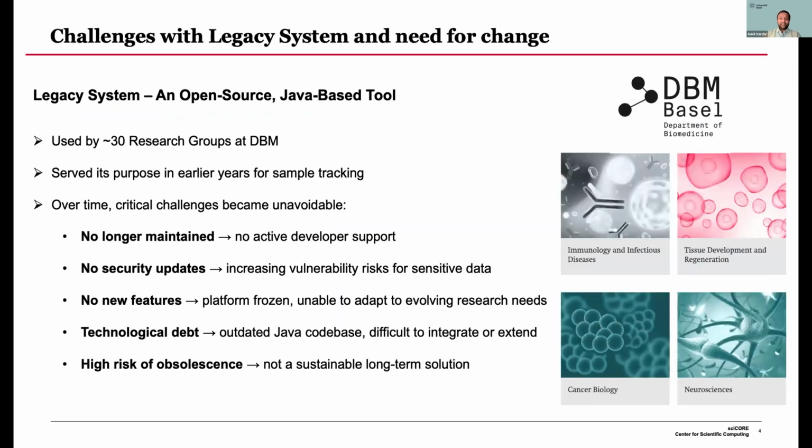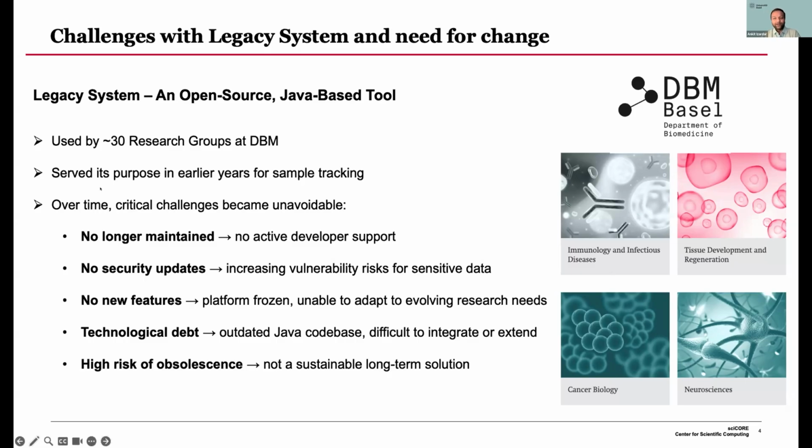Now, one example where we were able to bring value in terms of sample management capabilities is at the Department of Biomedicine at the university. They previously relied on an open source Java-based sample management tool that was used by around 30 research groups at the Department of Biomedicine. These research groups work in 4 different areas of research, ranging from, let's say, cancer biology, immunology and infectious disease, tissue development and regeneration, neuroscience, and so on. Each has its unique scientific workflow and highly heterogeneous data sets.